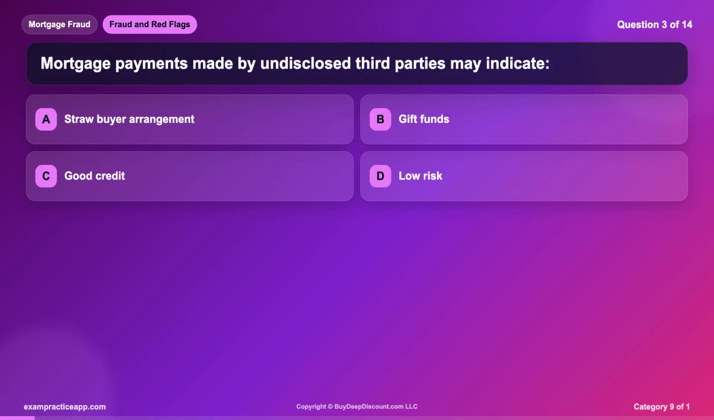Question 3. Mortgage payments made by undisclosed third parties may indicate option A, straw buyer arrangement. Option B, gift funds. Option C, good credit. Option D, low risk. Take a moment to choose your answer. The correct answer is option A, straw buyer arrangement. Explanation: third-party payments may hide the true borrower.